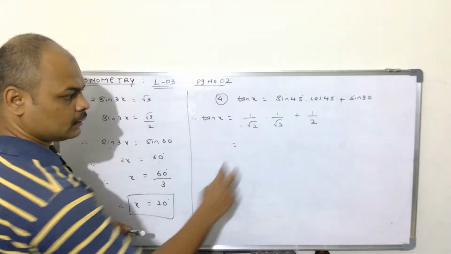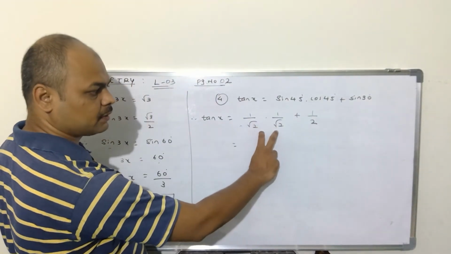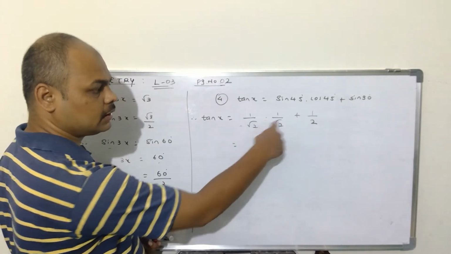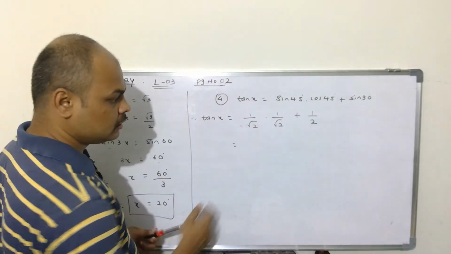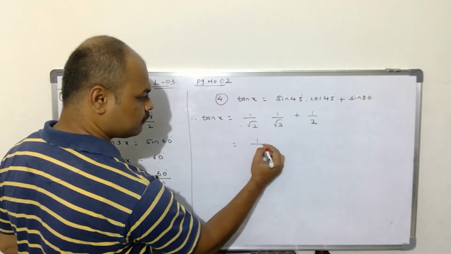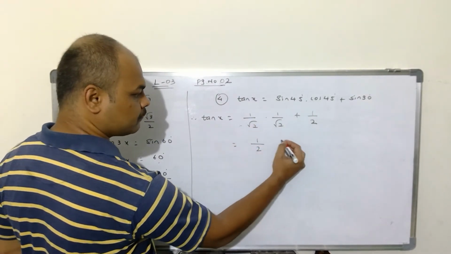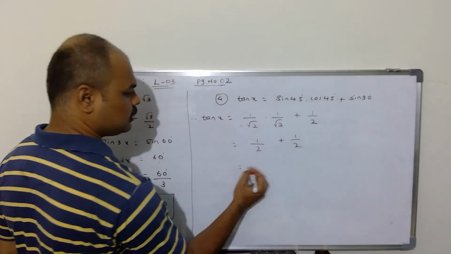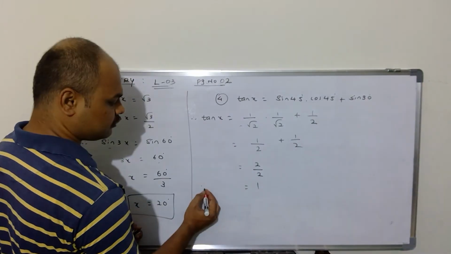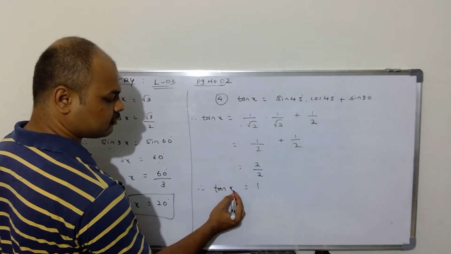Okay. Now the multiplication of these two, because as per the BODMAS rule, multiplication is given first priority and addition is given second priority. So 1 by root 2 and 1 by root 2 will multiply. So 1 1s are 1, root 2 times root 2 is 2, plus half. Now LCM, so that is going to be 2 by 2, that is 1. So I got tan x is equal to 1.